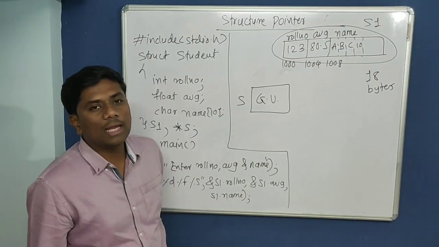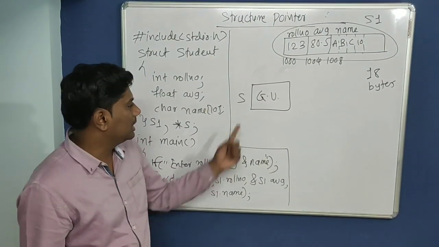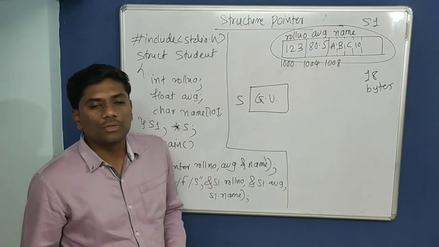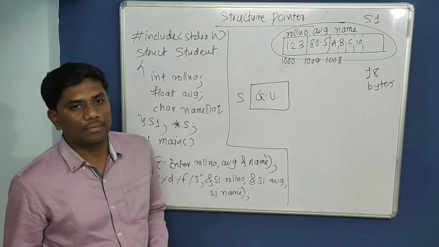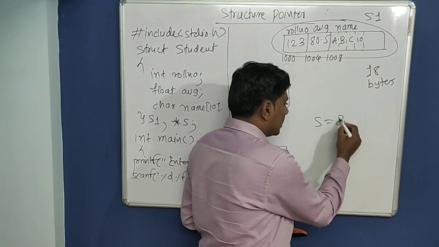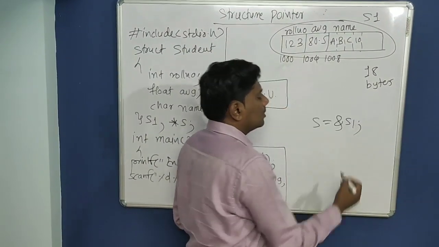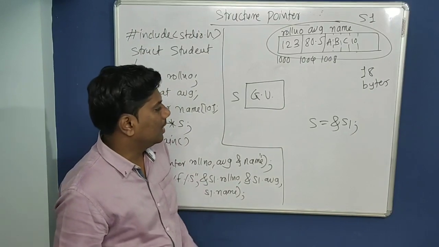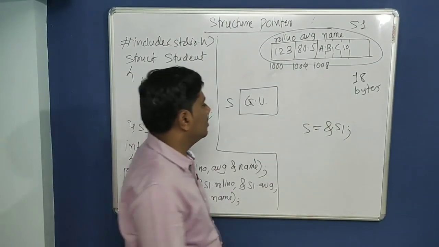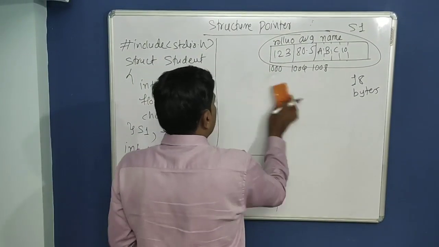Now it is time to initialize the structure pointer. S is a structure pointer. So we know how to initialize a pointer. A pointer is initialized by assigning the address of another structure variable. So see, S1 is another structure variable and S is a pointer. So see what I am going to do.